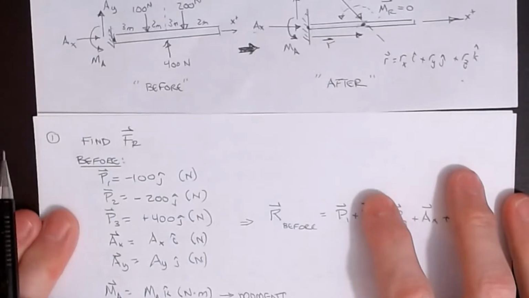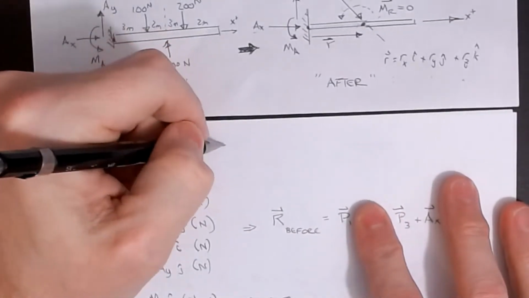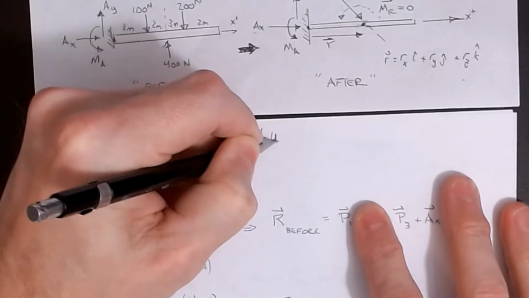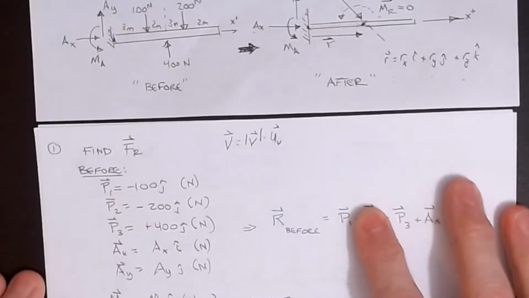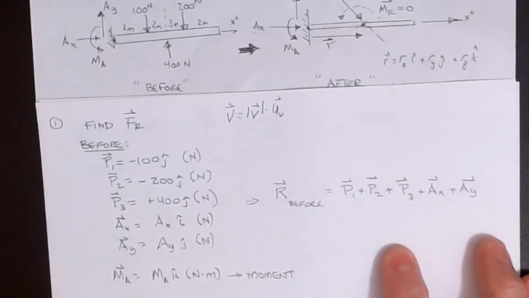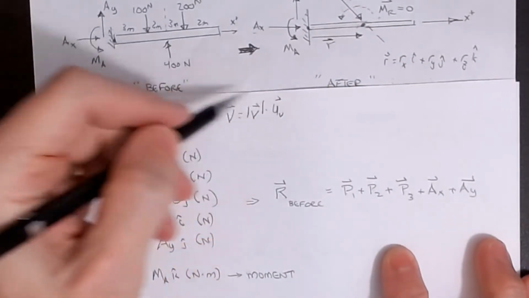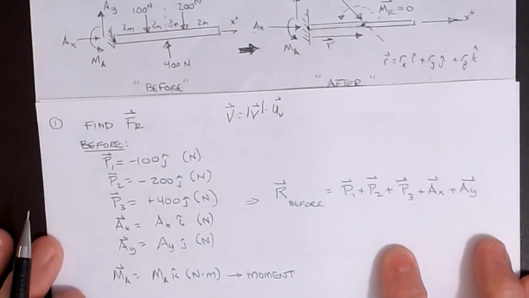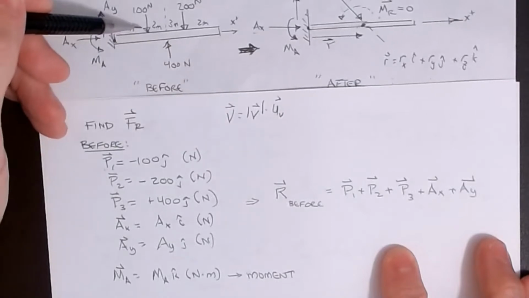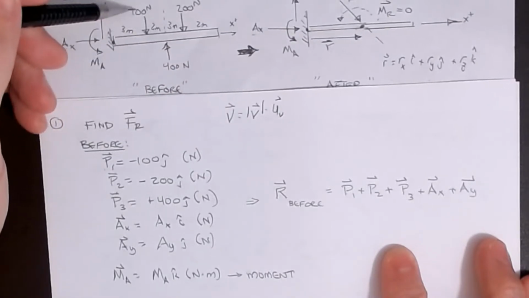If we remember our basic relationship, a vector is a magnitude multiplied by the unit vector. We've done this several times. If you need some review, go back and take a look at one of the other videos early on where we talk about this concept. This is a very important equation in vector-based statics. So here's what we're going to do. We're going to call P1 my 100 Newton force. It's acting down, that's a negative J direction.